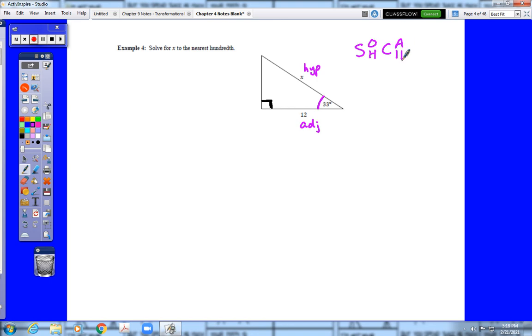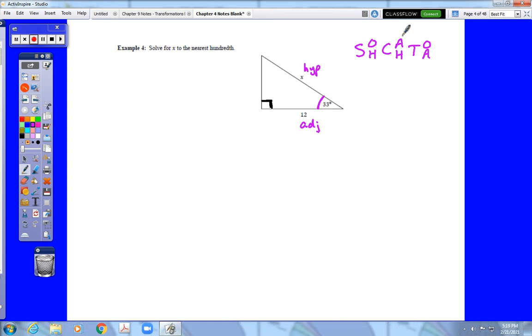Again, the main reason we're doing this, naming these sides, is so that we can figure out which of our three trig functions we should be using. Sine, which relates opposite to hypotenuse, cosine, which relates adjacent to hypotenuse, and tangent, which relates opposite to adjacent. SOHCAHTOA. Sine's opposite over hypotenuse, cosine's adjacent over hypotenuse, tangent is opposite over adjacent. So if we're working with adjacent and hypotenuse, this is a cosine problem. So we would choose cosine and we would go in and write an equation. The cosine of our angle, 33 degrees, equals adjacent over hypotenuse.